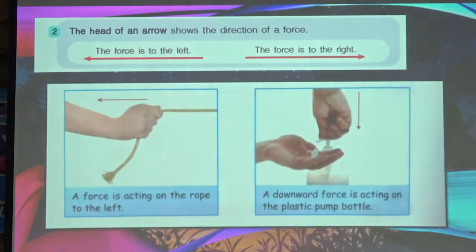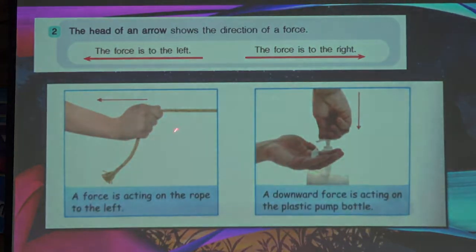Okay, more examples here. This one is pulling a rope, so a force is acting on the rope to the left. And this one, a downward force is acting on the plastic pump bottle. For example, you get your shampoo, right? You have to push the pump downward to get what's inside.